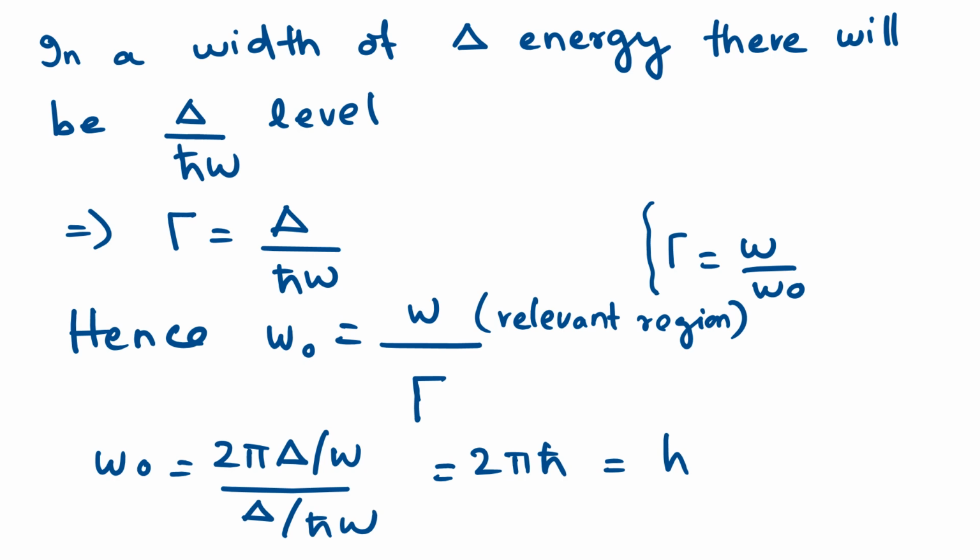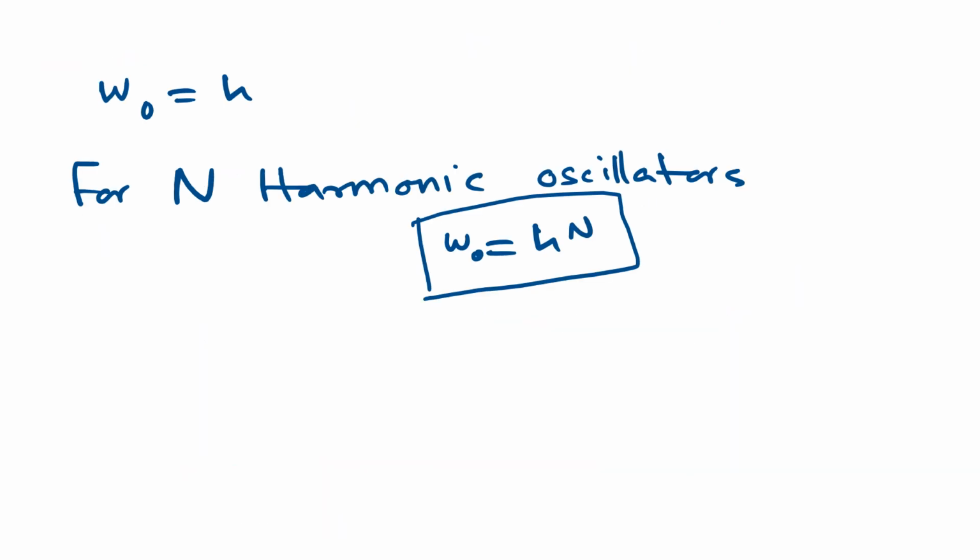Therefore Ω₀ = 2πħ. We know ħ is h/2π, so this will be h. That means for one degree of freedom, this will be h. For an N-harmonic oscillator, this will be h^N. That is what we discussed in the previous classes, and we proved it. The same thing we are again getting for the one-dimensional harmonic oscillator also. So that's it. Thank you.